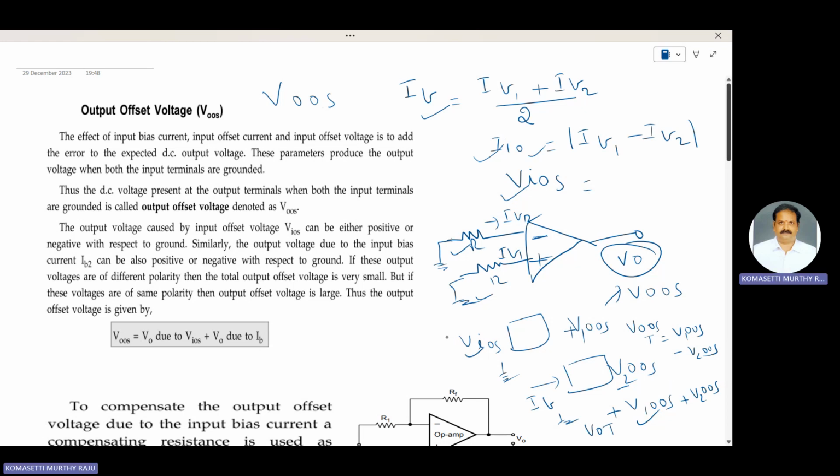Thus, the output offset voltage is given by V naught due to input offset voltage VIOS plus V naught due to input bias current. Because of these two parameters, some unwanted output offset voltage is produced. How to eliminate this output offset voltage?